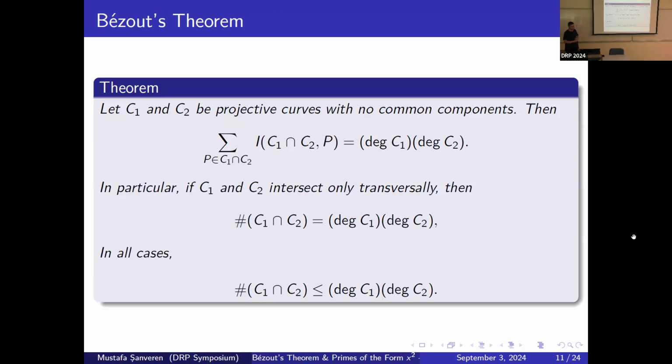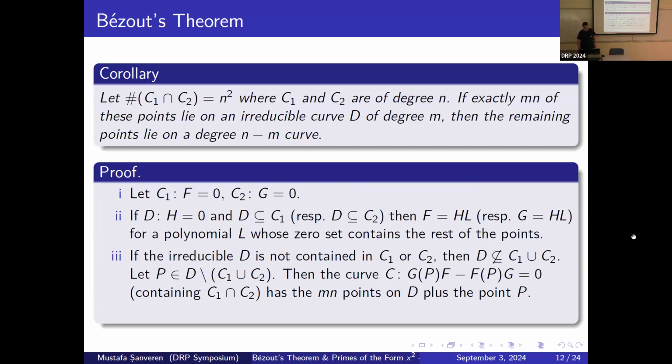If we have two projective curves C1 and C2 with no common components, then the sum of their intersection indices over all points P is equal to the product of their degrees. And if C1 and C2 intersect only transversely, then the number of intersection points is equal to the product of degrees. And in all cases, the number of intersection points is bounded by the product of degrees. And here's a corollary of the theorem.